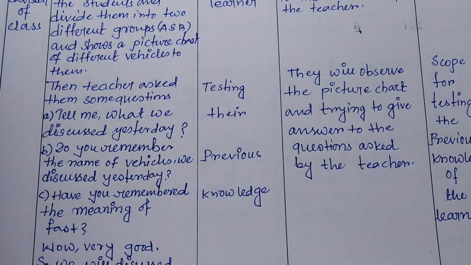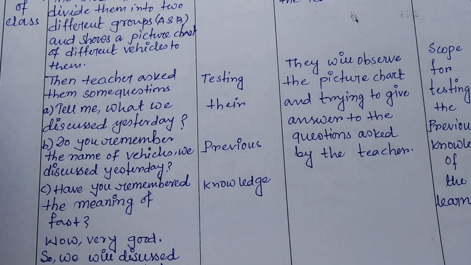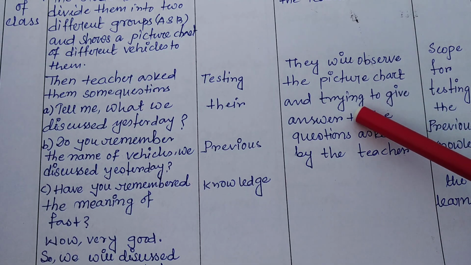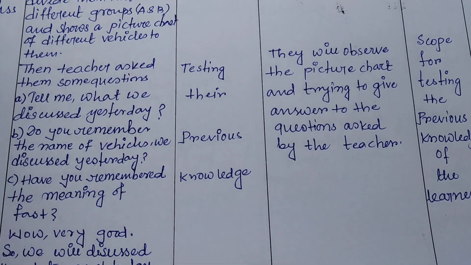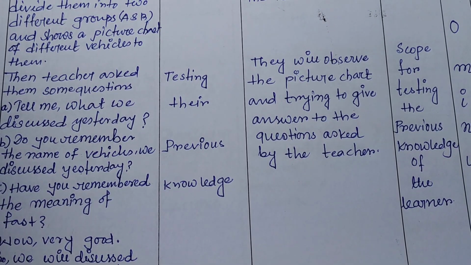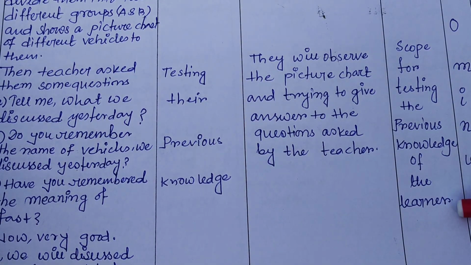Next, the teacher asks them some questions. Why does the teacher ask them some questions? The teacher asks some questions to test their previous knowledge. Then what do the students do? Students will observe the picture chart and try to give answers to the questions asked by the teacher. Scope for testing the previous knowledge of the learner.